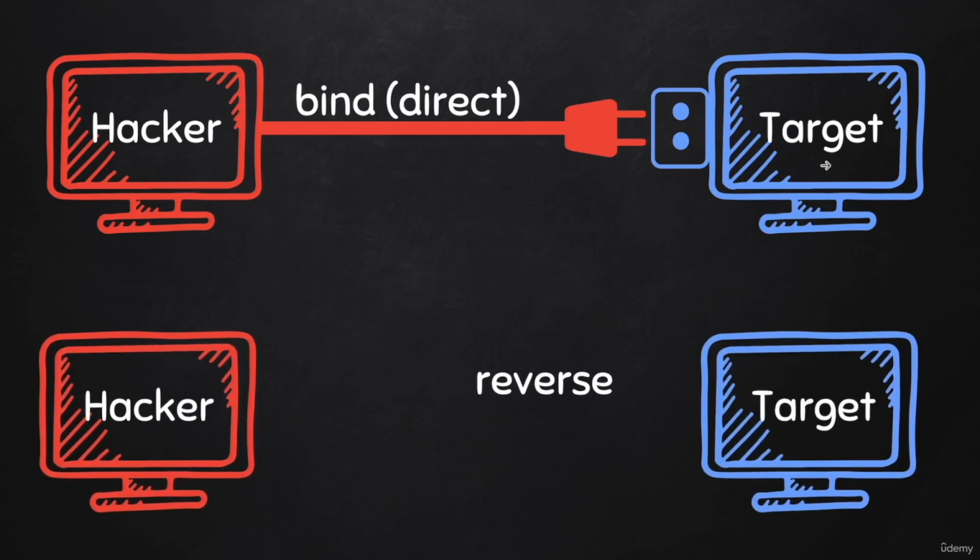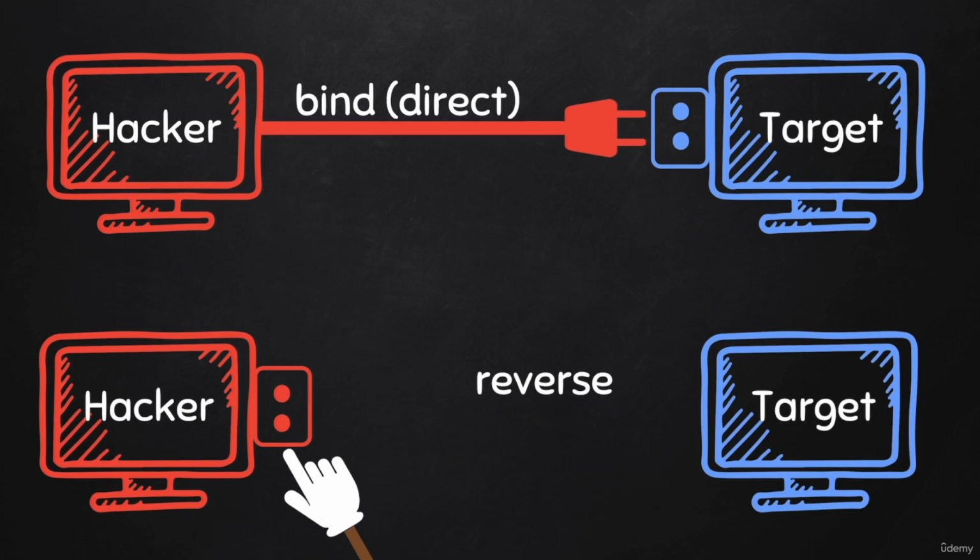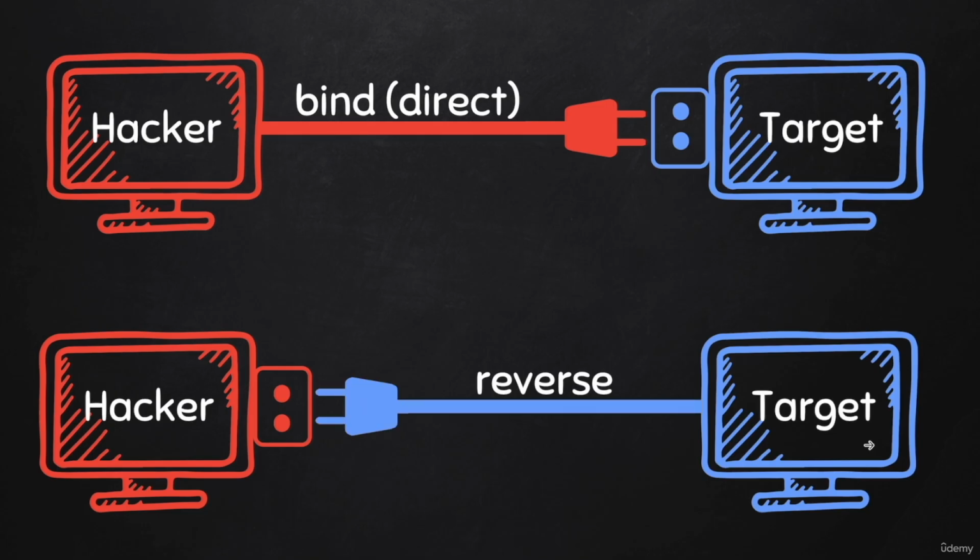However, if we go with a reverse connection, we do the reverse. So instead of opening a port at the target computer, we actually open a port in our own computer. Therefore, even if our firewall complains about this, we can disable the firewall because we are doing this ourselves and we know what we are doing. And then when we execute the backdoor at the target computer, the backdoor is going to connect from the target computer to our computer.